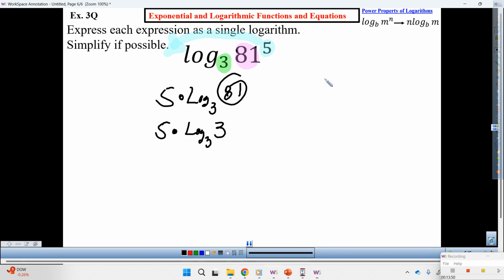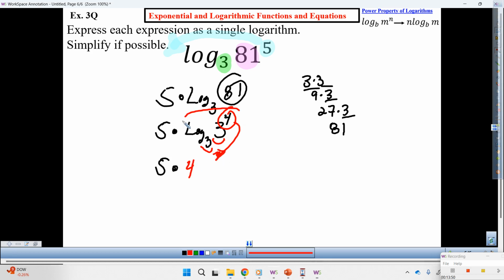So, find out how many times. 3 times 3, that's 9, times 3, 27, times 3, that's 81. So how many? 1, 2, 3, 4. So, 4 times. Is this the same as that? Yes. So that means the answer is 4 for this section right here. So 5 times 4 is 20. Hands if you got that by yourself? Yeah, we got this right.